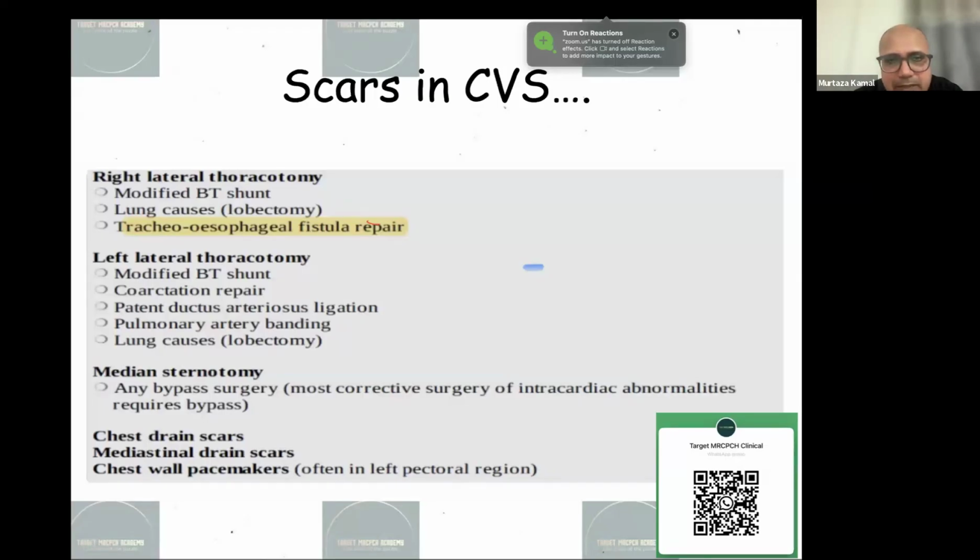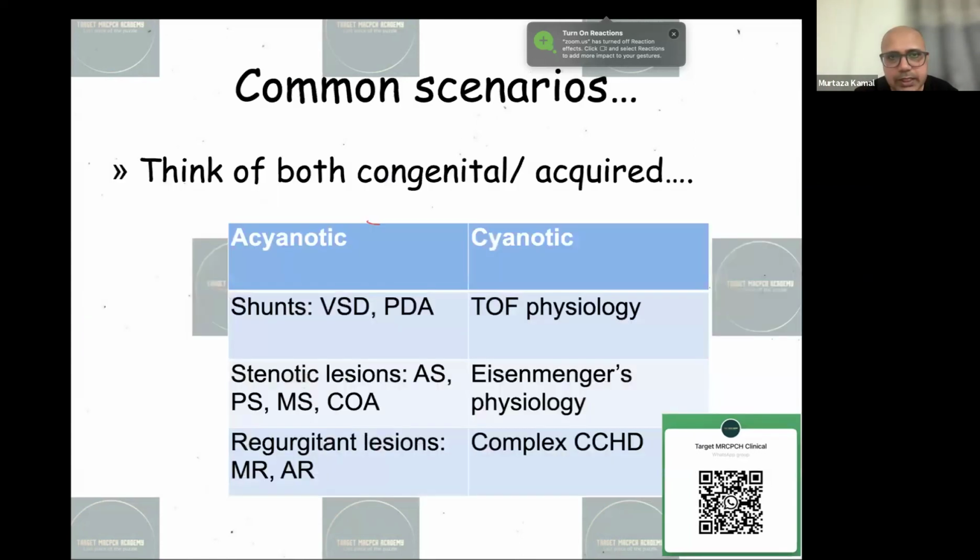So these are the scars. If you see a scar, you have to mention it, and you should have something running in your mind. Like if it is a sternotomy scar, what should I think of? If it is a lateral thoracotomy scar, what all should run in my mind? That's very important for the scars.